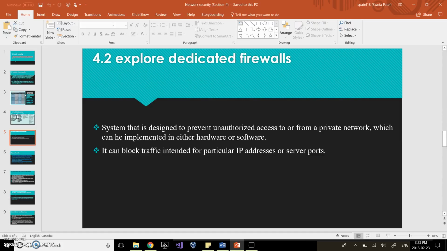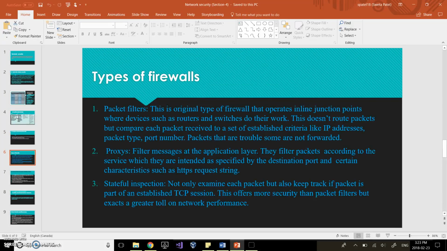Now we are going to explore more detail about firewalls. What is it? A system designed to prevent unauthorized access to or from a private network, which can be implemented in either hardware or software. It can block traffic intended for particular IP addresses or server ports.